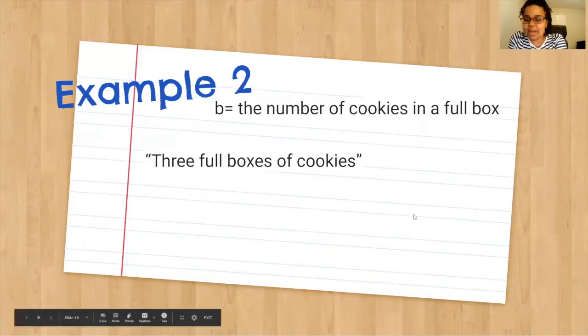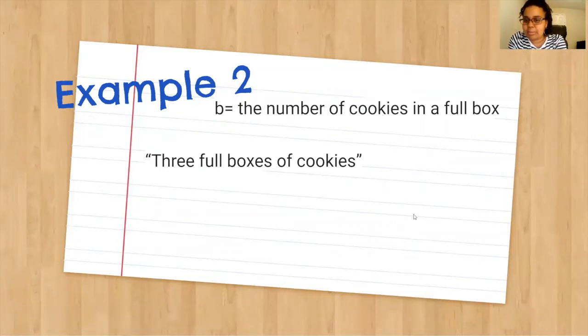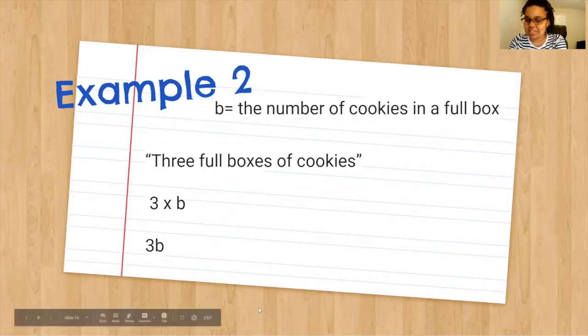Okay, for the next example, I'm still working with b representing the number of cookies in a full box. Except this time, I want to represent 3 full boxes of cookies. So how can I show that? Well, I could say b plus b plus b, because that represents 3 full boxes of cookies. Or I could say 3 times b. Another way to show 3 times b is just to put 3b. When the 3 is directly next to the b, that means to multiply 3 times b. So 3 full boxes of cookies. Let's take a look at another example.